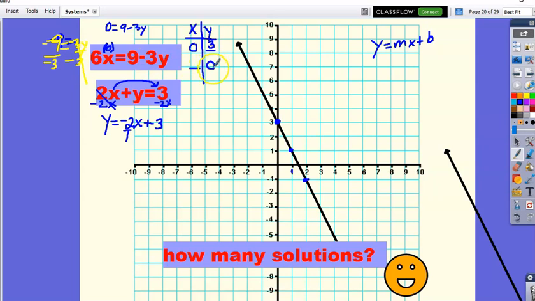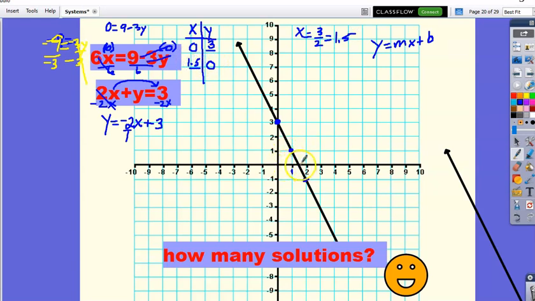Now let's plug in a 0 in place of the y. So 3 times 0 is 0. So this is all gone, and I just have 6x equals 9. Well, I've got to divide that by 6. So I get x equals 9/6, which reduces to 3/2. That's the same thing as 1.5. So 1.5.